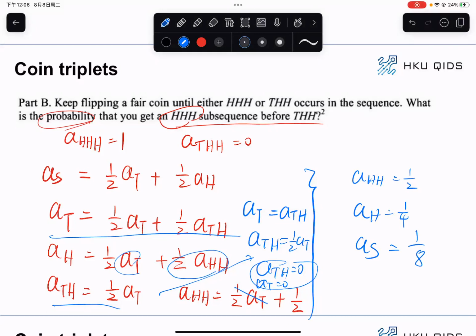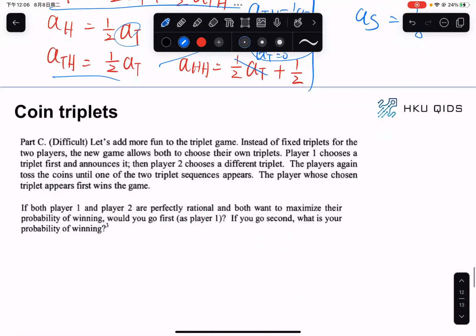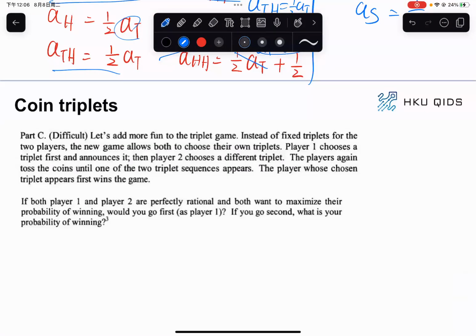And now let's come to the part C. Let's add more fun to this triplet game. Instead of fixed triplets for the first 2 players, the new game allows both to choose their own patterns. So player 1 chooses the triplet first and announces it, and then player 2 can choose a different pattern. And the players again toss the coins until one of the 2 triplet sequences appears. And the player whose chosen triplet appears first is going to win the game.